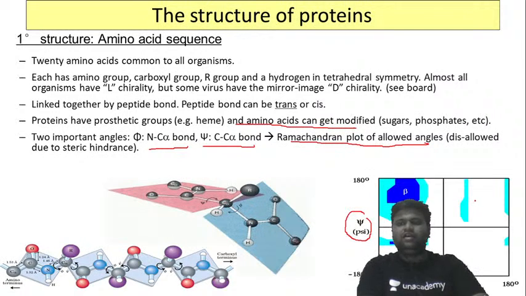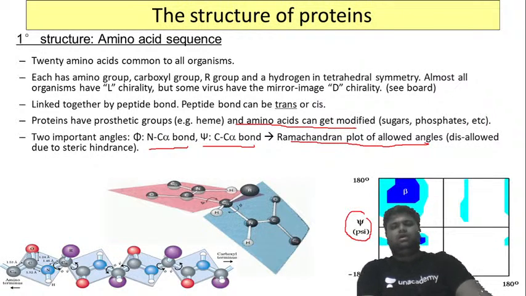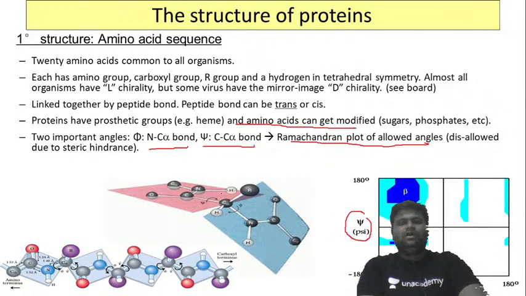This is the right-handed alpha helix, this is the beta sheet, and this is the left-handed alpha helix. These are the permissible values of the allowed angles. Phi is between the N and C alpha bond, and psi is between the C alpha bond.